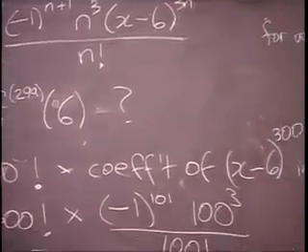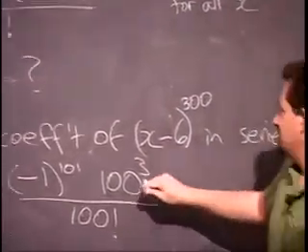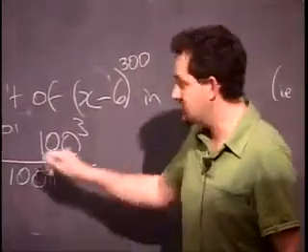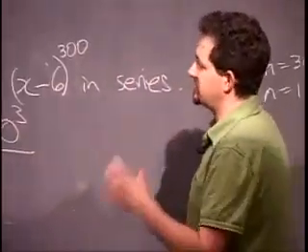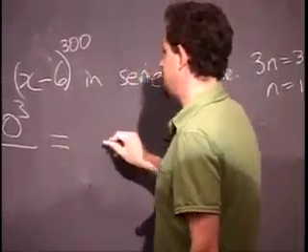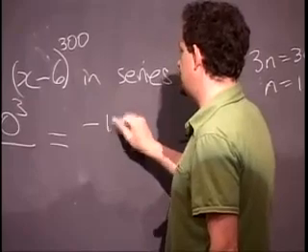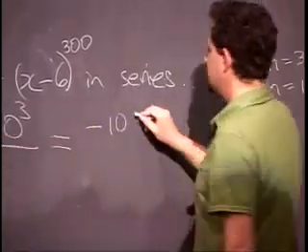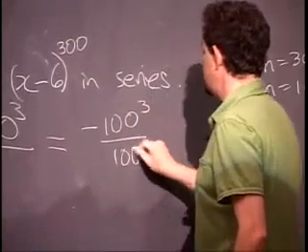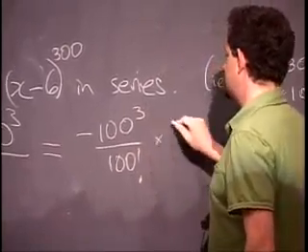Anyway, the crucial thing is that you get this expression with the hundreds here, not 300s. It's wrong to put 300s there. That would give you the coefficient of x minus 6 to the 900. It's worth tidying it up a little bit. It's minus 1 to the 101. So you get minus 1 times 100 cubed over 100 factorial times 300 factorial.